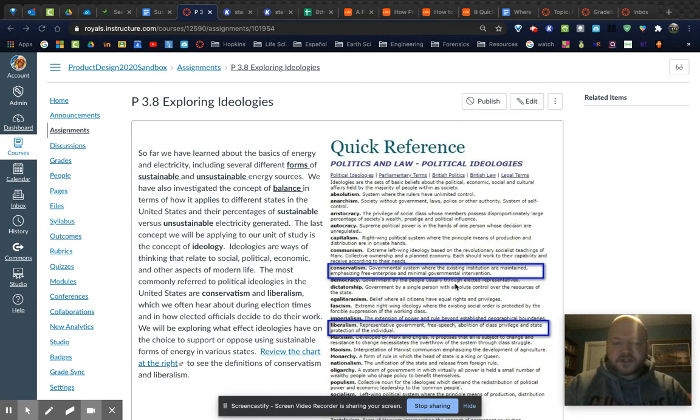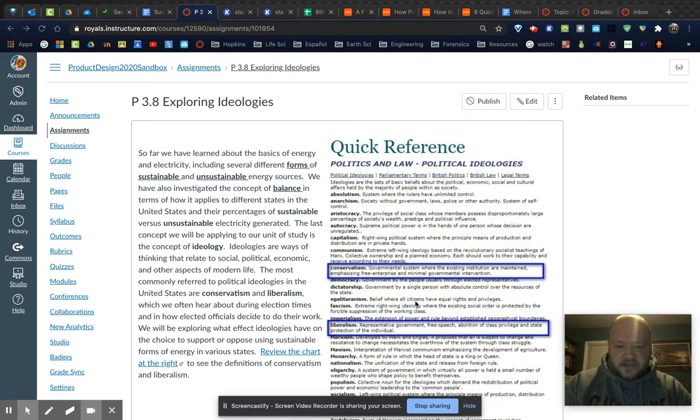So, just looking at this chart here, it says conservatism is a governmental system where the existing institutions are maintained, emphasizing free enterprise and minimal governmental intervention. All right, so they want to conserve the way things are. They want the government to not be imposing things on all people.